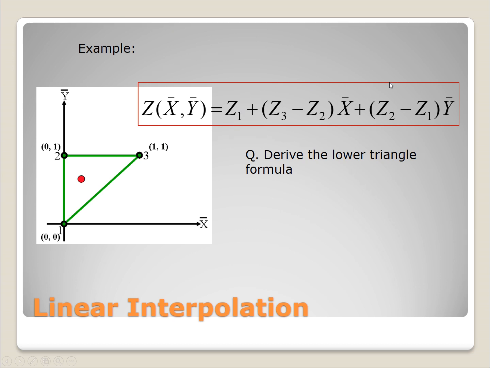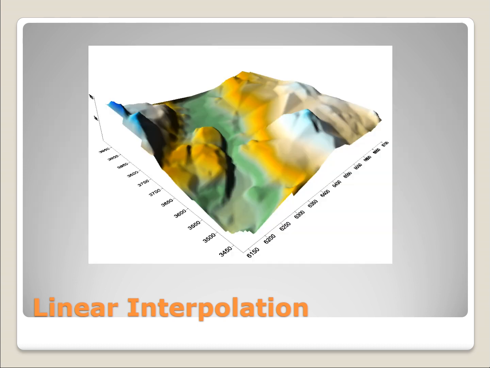I'm giving you the formula here, so you don't have to derive, all right? This is where the formula comes out. We end up with z1 plus z3 minus z2 times x bar plus z2 minus z1 times y bar. And that's located in here. If you're having fun, you can derive the lower triangle formula if that's something you really want to do. There's no requirement for you to do that or to hand it in, but just letting you know that you can have fun doing that too, or you can just use the one that I gave you.